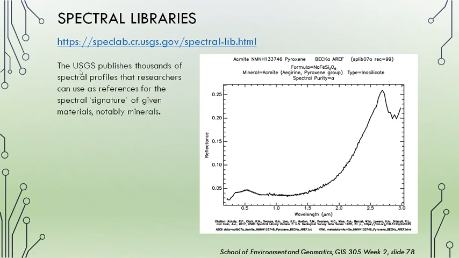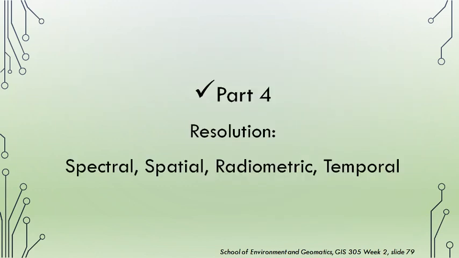So the USGS, and this stands for the United States Geological Survey, publishes thousands of spectral profiles that researchers can use as references for spectral signatures of given materials, in particular minerals, because they react in such predictable ways with light. And I believe that's all for part 3. Move on to part 4.